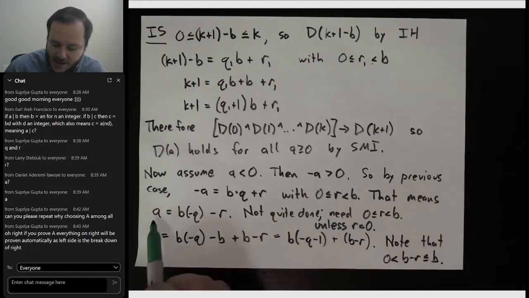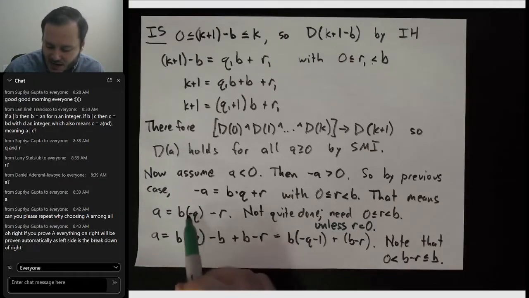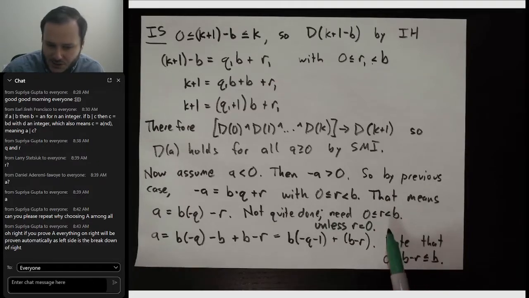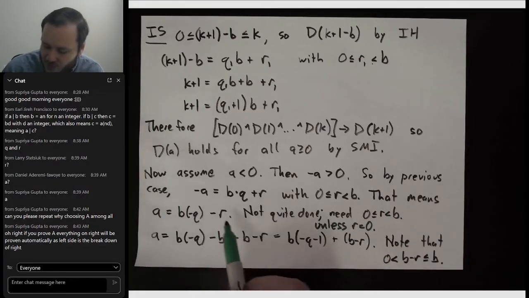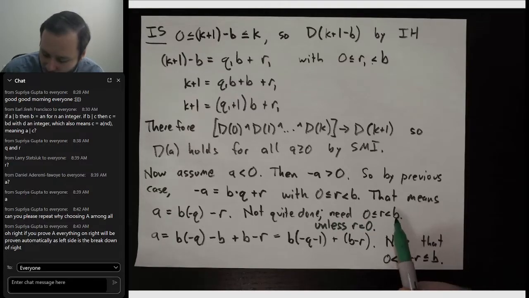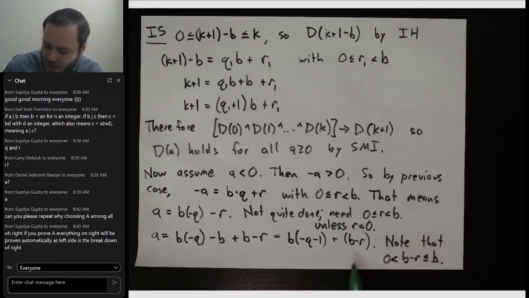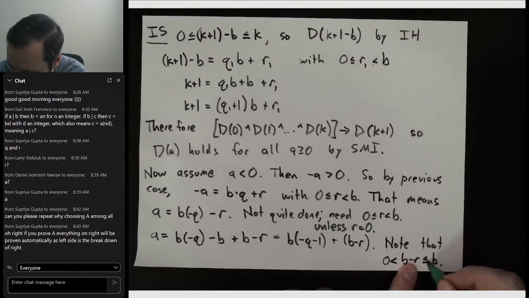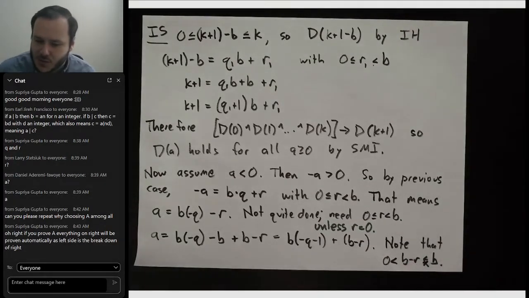A is equal to b times negative q plus 0. 0 is in the right range. But if r was not 0, then negative r is a negative number. That's not allowed. So what do I have to do? I have to do b minus r, in which case I am strictly less than b.